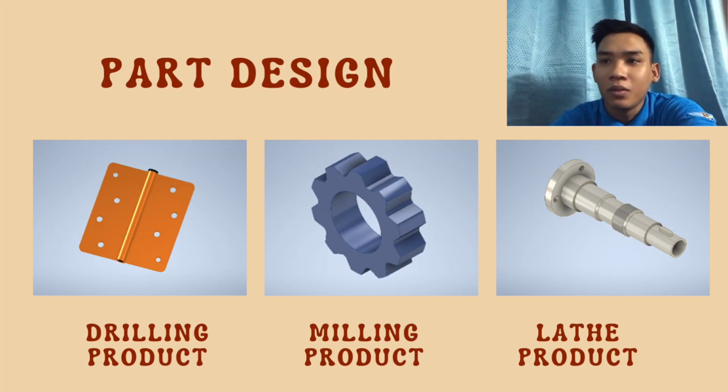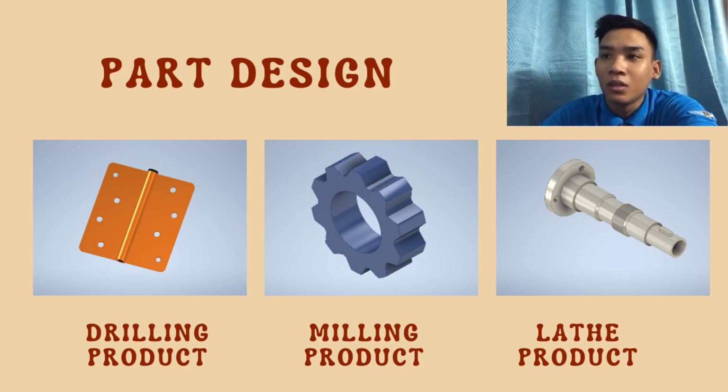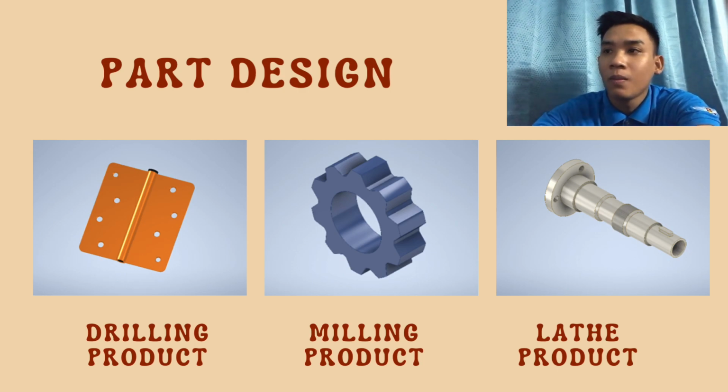Next, this is our part design. For our drilling product we use a door hinge, the milling product is a gear, and the lathe product we produce is a shaft.